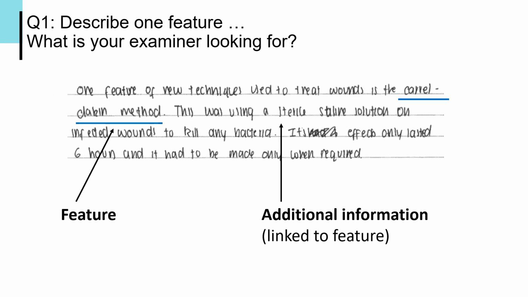Here is an answer that shows us exactly what your examiner is looking for. This student has identified a feature, the Carrel-Dakin method, and then has added a sentence of additional information, that a sterile solution was used on infected wounds to kill any bacteria. It actually says a sterile saline solution was used on infected wounds to kill any bacteria.